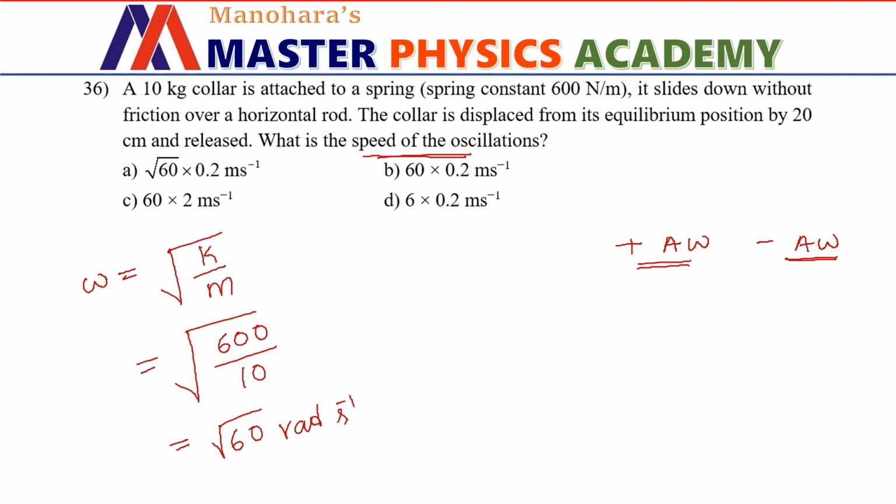Now the V max value of a body executing SHM will be known to us by this formula, that is A omega. A, that is the amplitude of oscillation, is given as 20 centimeter. In SI unit, it is going to be 0.2 meters. Omega, right now we estimated, is equal to root of 60. So both of them are in SI unit. Obviously Vmax will be in SI units only, which is meter per second. So the correct option is option A.